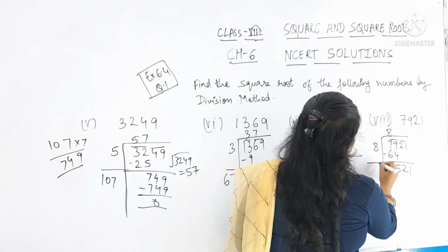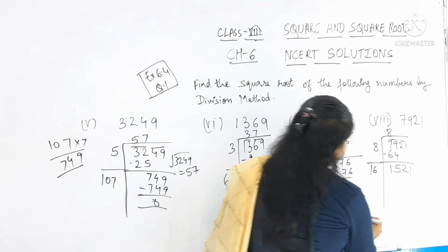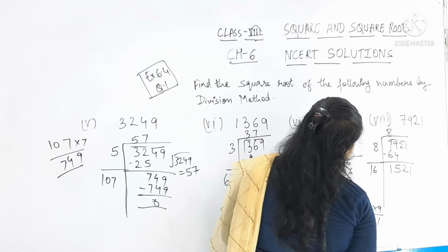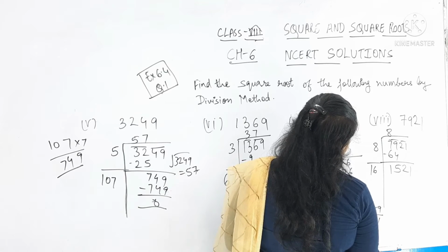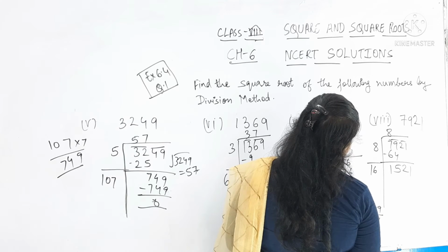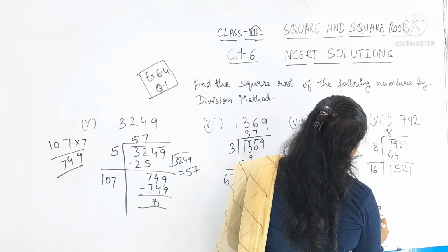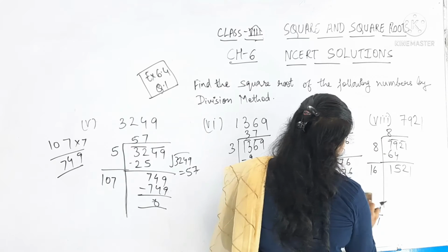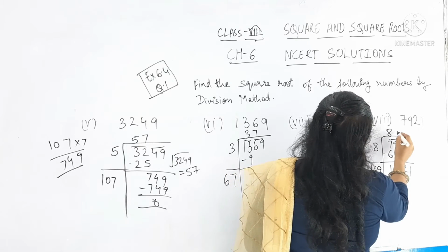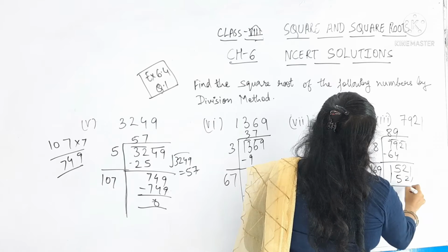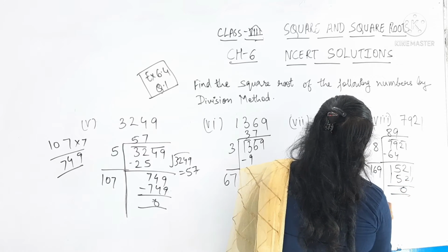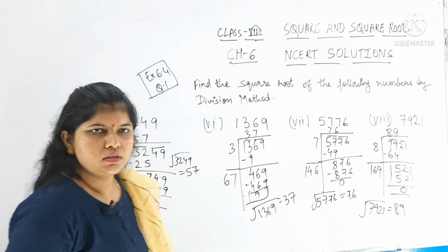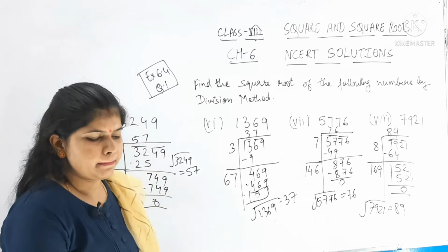So 8 plus 8 is 16. So we will see by 9. 9 9s are 81. Okay. 9 6 are 54. 54 plus 8 is 62. 9 1s are 9. 9 plus 6 is 15. So I am getting here 1521. So here the square root of 7921 is equal to 89. So like this is the long division method.